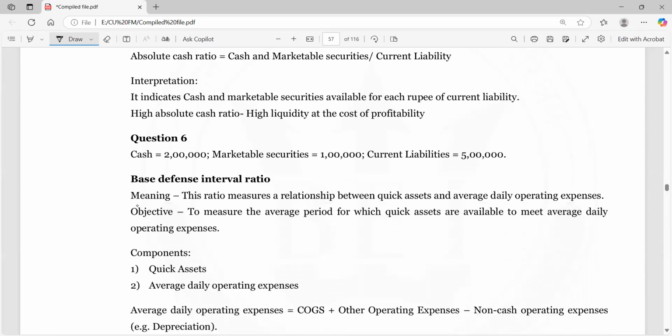So look at question number 6. How do we calculate absolute liquid ratio? What is the absolute liquid ratio? It is 0.6 is to 1, which is nothing but 2 lakh plus 1 lakh divided by 5. For every 1 rupee of current liability, there is cash and cash equivalent of 0.6 rupees. Clear? Any doubt in this? Did everyone understand?